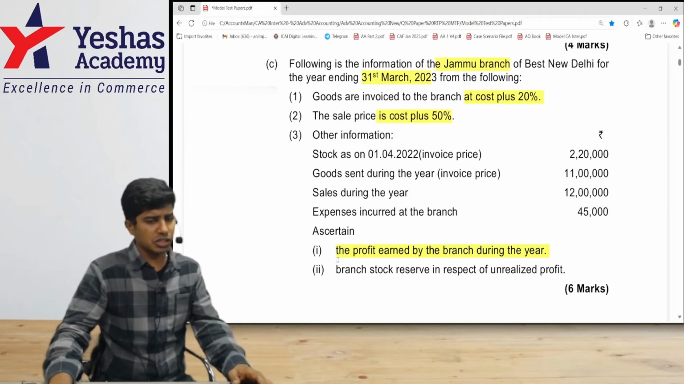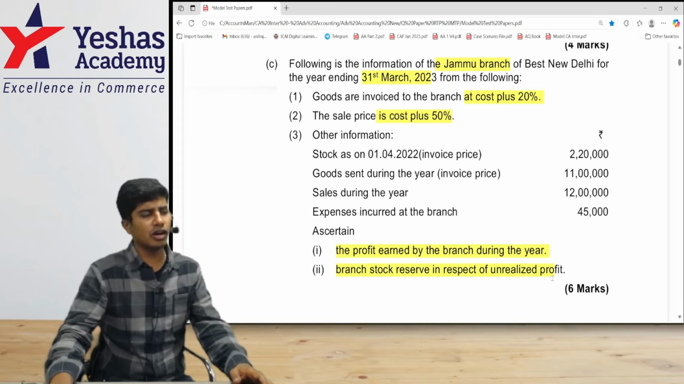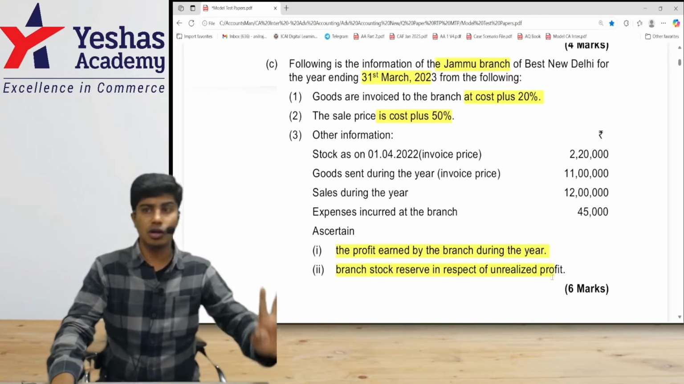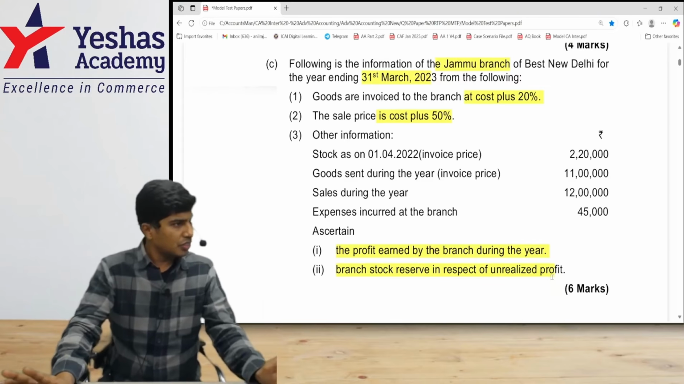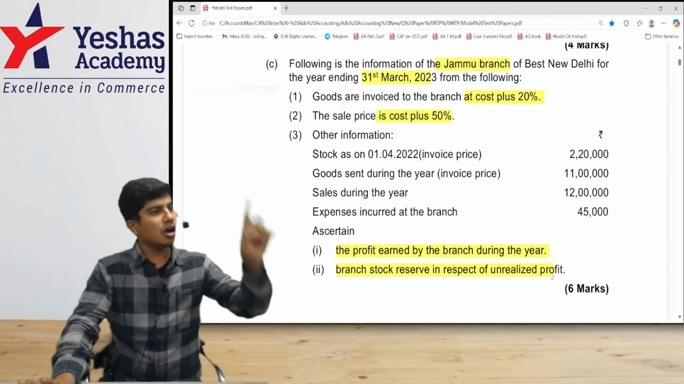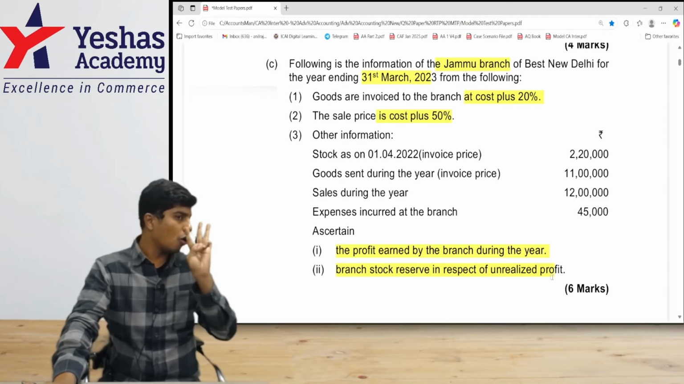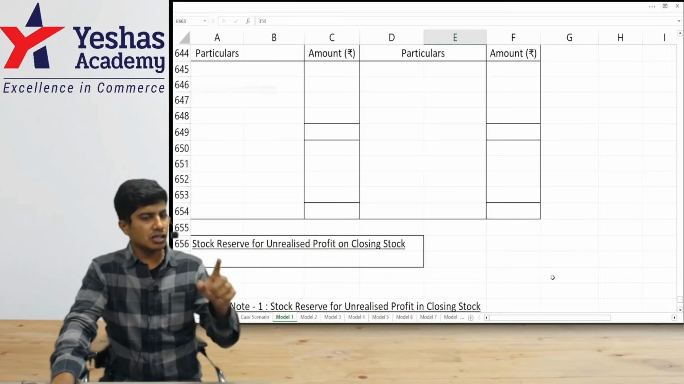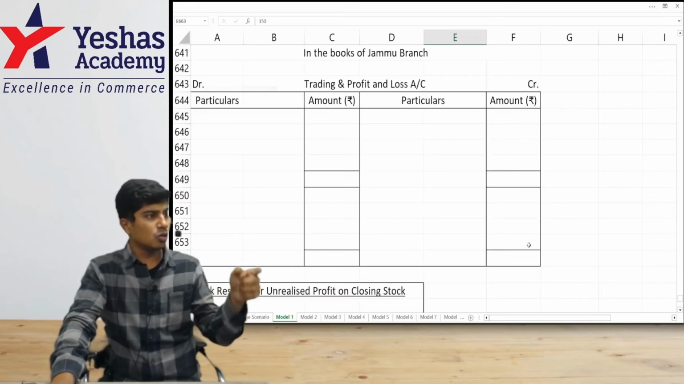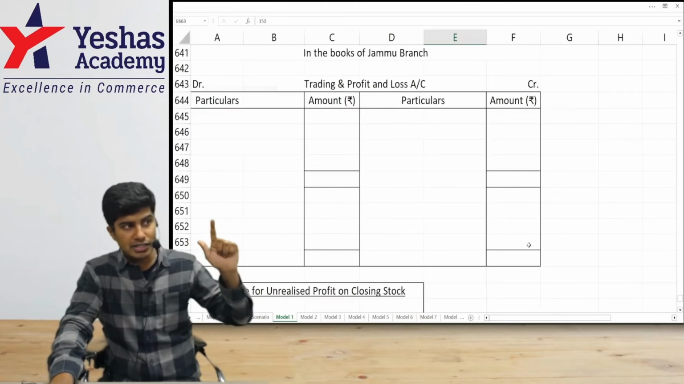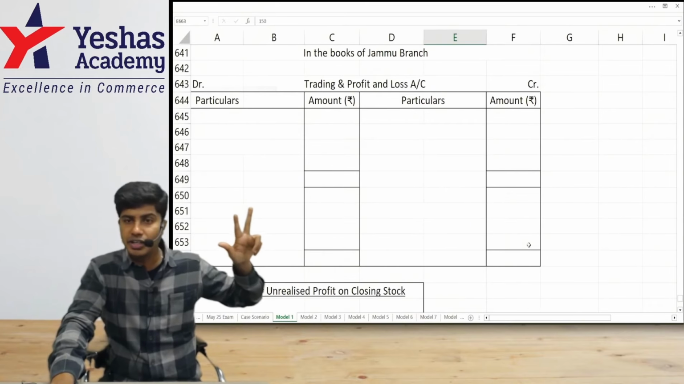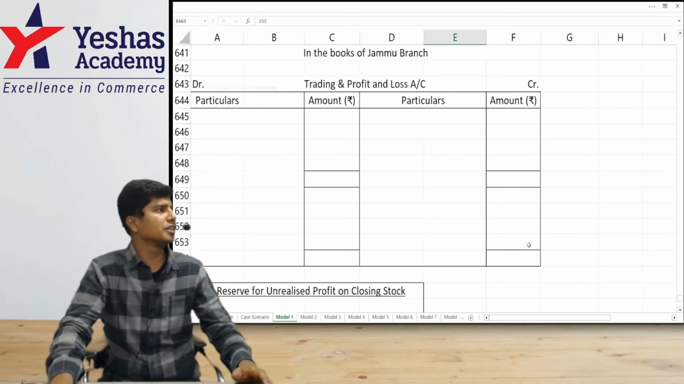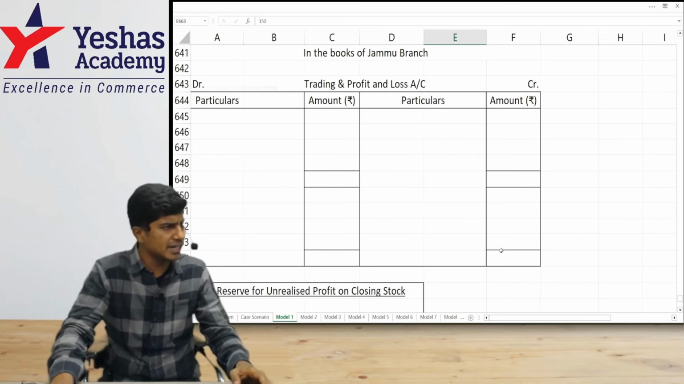But they've asked you one more sub question. Branch stock reserve on unrealized profit. This will be on closing stock, nothing on opening stock. Opening stock, purchases, closing stock: all the three stock items should be at invoice price. In this trading account and P&L account, opening stock, goods sent to branch, as well as closing stock, all three have to be written at what price? Invoice price. Very important. Did you people understand?